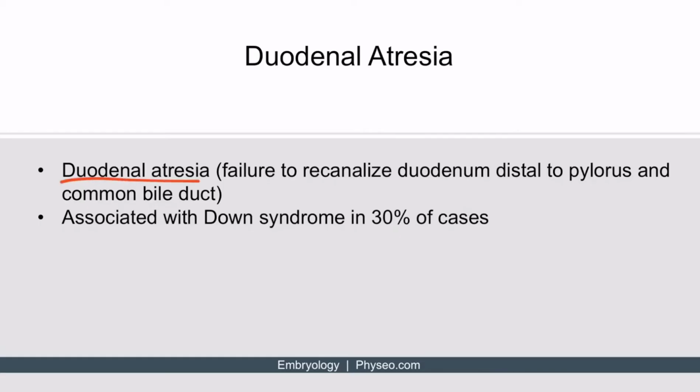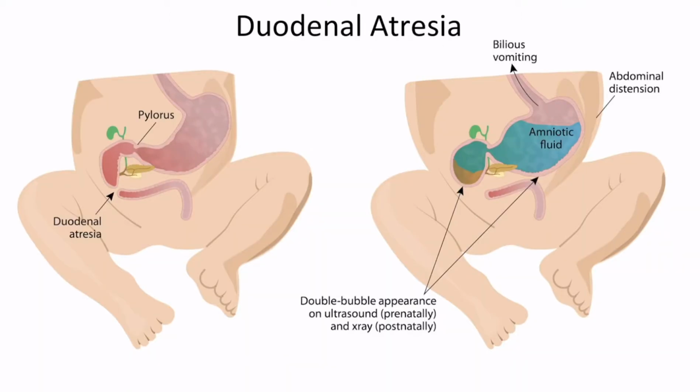Duodenal atresia occurs because there's a failure to recanalize the duodenum, specifically the portion distal to the pylorus and the common bile duct. And it's associated with Down syndrome in 30% of cases, meaning 30% of patients with duodenal atresia have Down syndrome. Now, this image demonstrates duodenal atresia and its consequences.